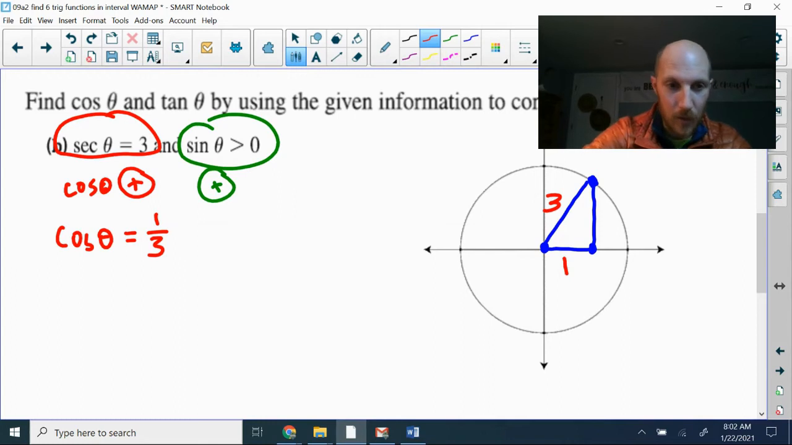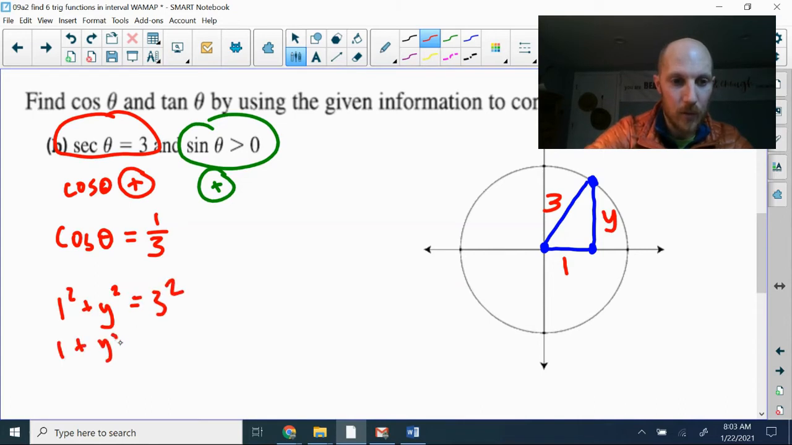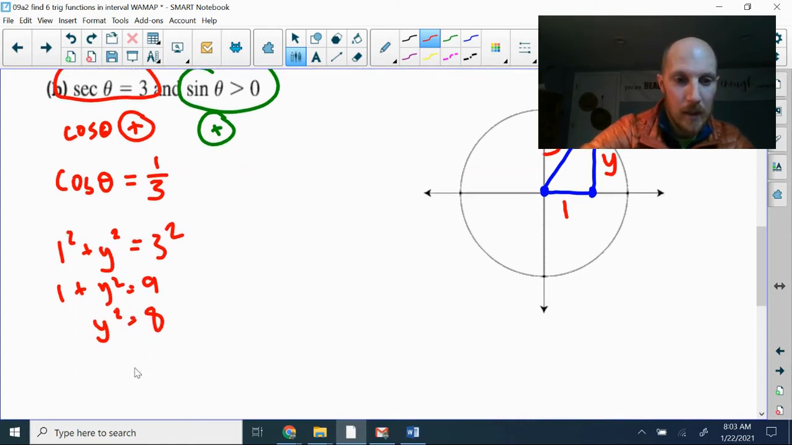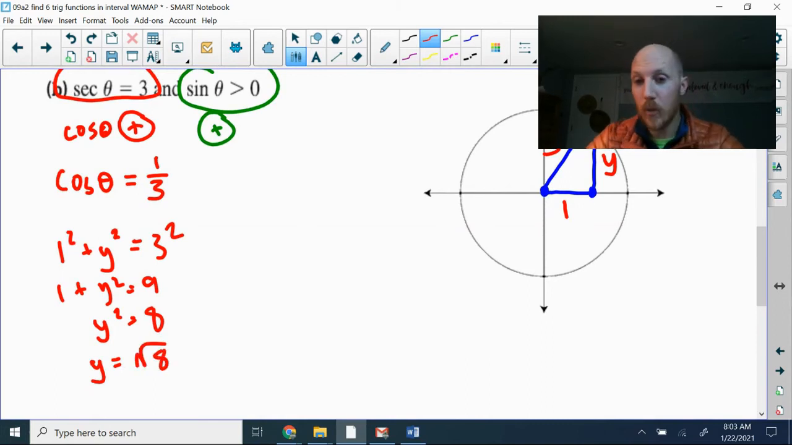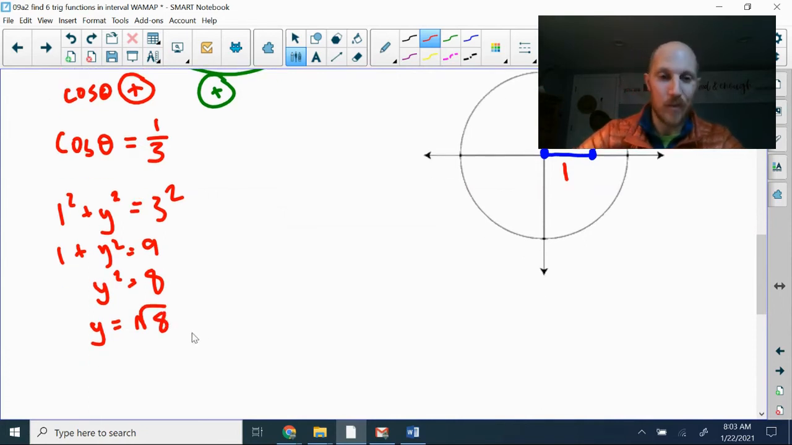So I use the Pythagorean theorem every single time. So I will call this y. We got 1 squared plus y squared equals 3 squared. So it's 1 plus y squared equals 9. Subtract the 1, y squared equals 8. Square root both sides. Y equals radical 8. And if you wanted to go with radical 8, that's totally fine. But of course, good math practice would have us simplify this.